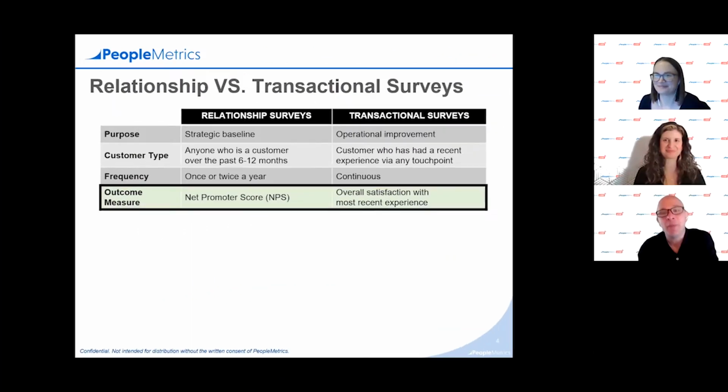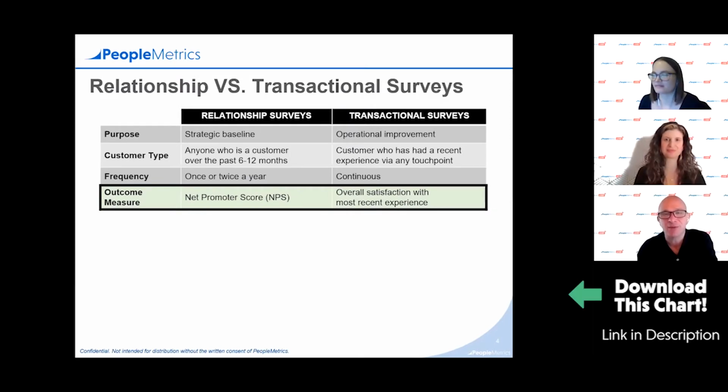But the measure on transactional is, along with NPS, as Audrey said, most of the time we'll include Net Promoter Score as the first question, but immediately after it, it's how satisfied were you with the most recent experience? And that's usually on some sort of scale, like 1 to 5, very satisfied to very dissatisfied.